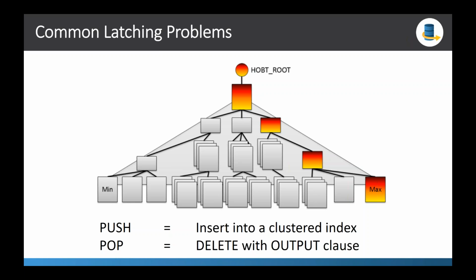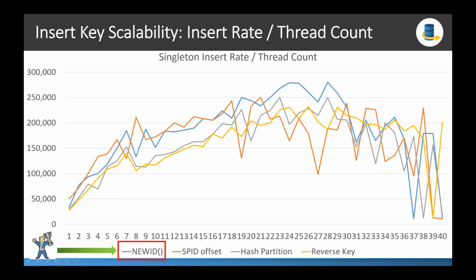Okay, so one of the ways to get around this is to use a non-sequential key, and there's various things you can do. You can use a GUID, and that happens to be the most scalable index type here. You can craft a reverse key whereby you actually reverse the bits which represent the key value.